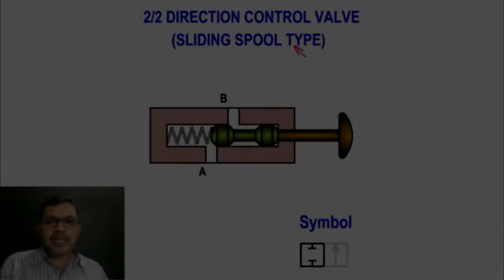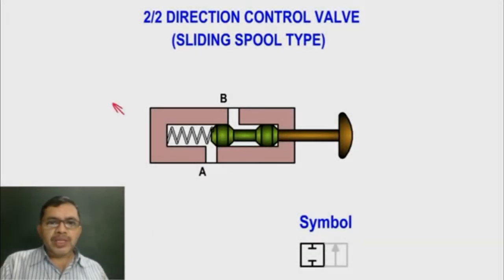2 by 2 sliding spool type direction control valve. In normal position, there is no connection from A to B. Fluid cannot flow from A to B. The symbolic representation is shown here. A is closed, B is closed.